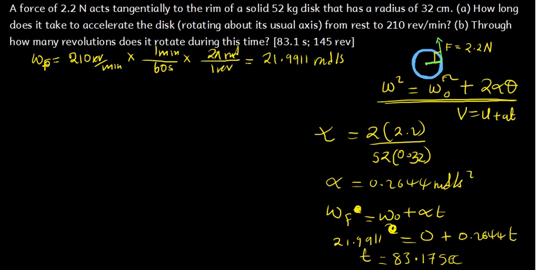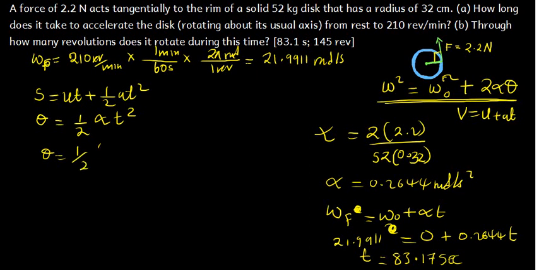We've been asked through how many revolutions it rotates during this time. So during the time that we've been given, we know that distance is equal to ut plus half at squared. And the distance in angular terms is theta, and that will be equal to, the initial is 0 because it came from rest, so it will be just half the angular acceleration times time squared. So theta is going to be equal to half the angular acceleration, that is 0.2644, and then the time we found, 83.17, which is also squared. So we just punch in what we have there.